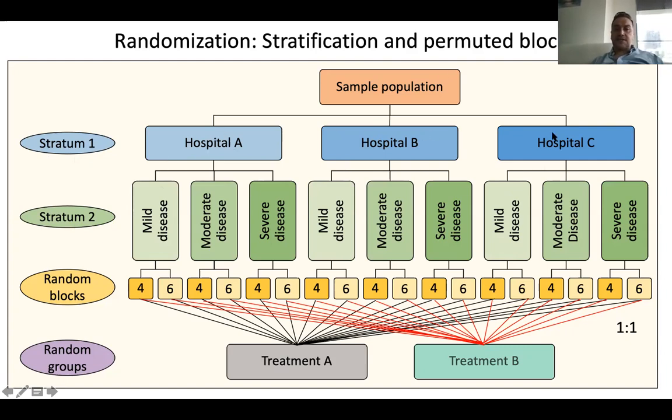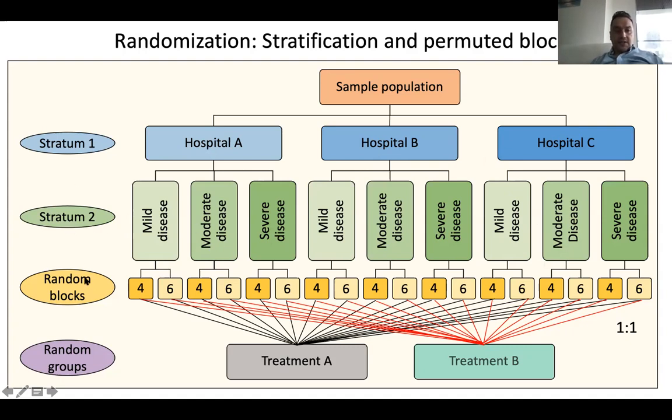So the stratum 1 has 3 levels. In this example, it is going to be the hospital. And the second stratum has 3 levels. So imagine that you're interested in patients with mild disease, moderate disease, and severe disease. So they are going to be allocated evenly in each group, as you can see here. And then once you stratify all these subgroups, you can guarantee that the same amount of participants are going to have the same severity of the disease, and all are evenly distributed among hospitals.